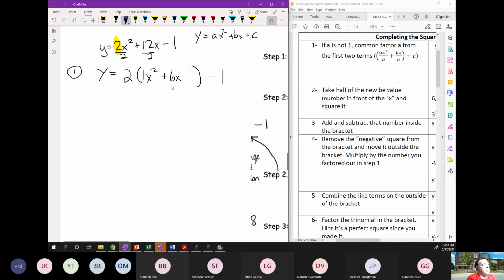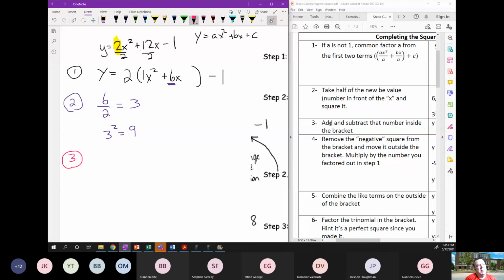So what we want to do now is take this term here, whatever your b value is. Our b value is 6. We're going to divide it by 2 to get 3, and then we're going to square 3 to get 9. What we're going to try to do inside this bracket is make a perfect square. This is all going to seem very weird to start.